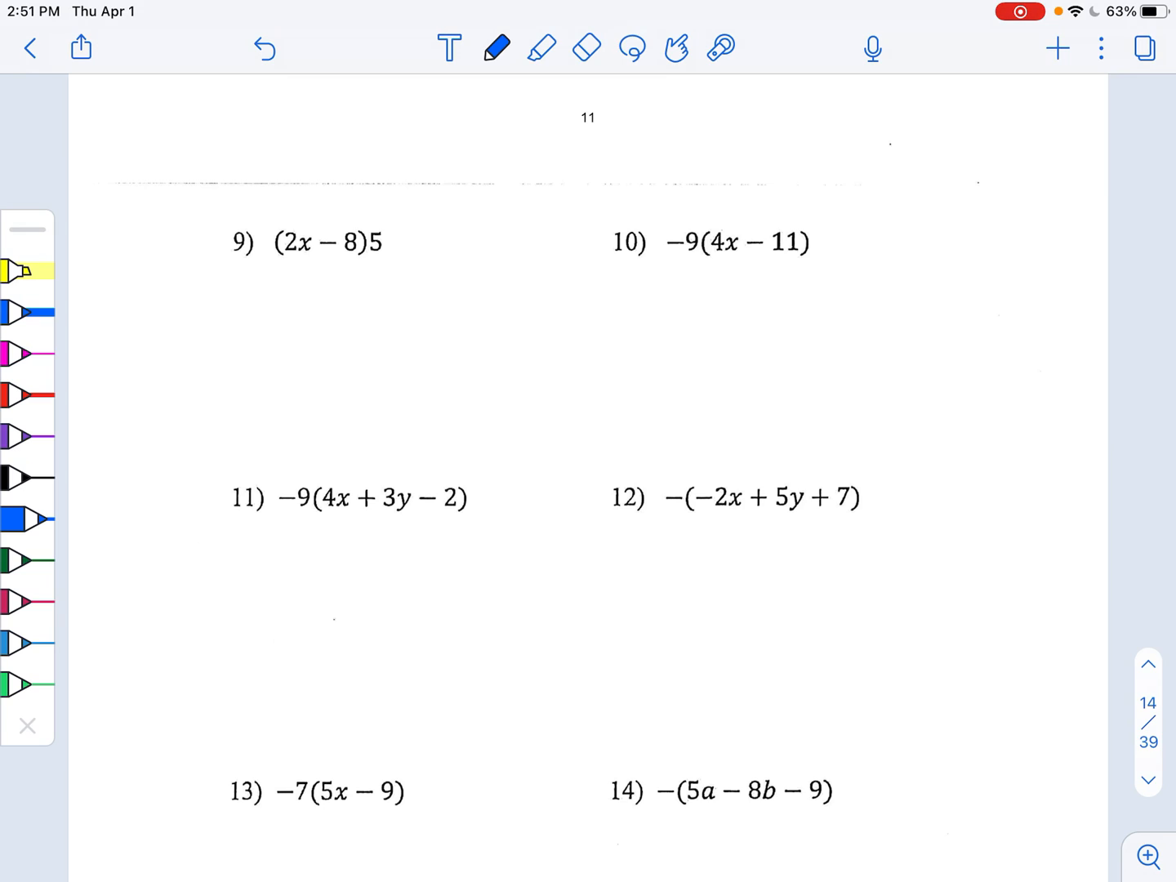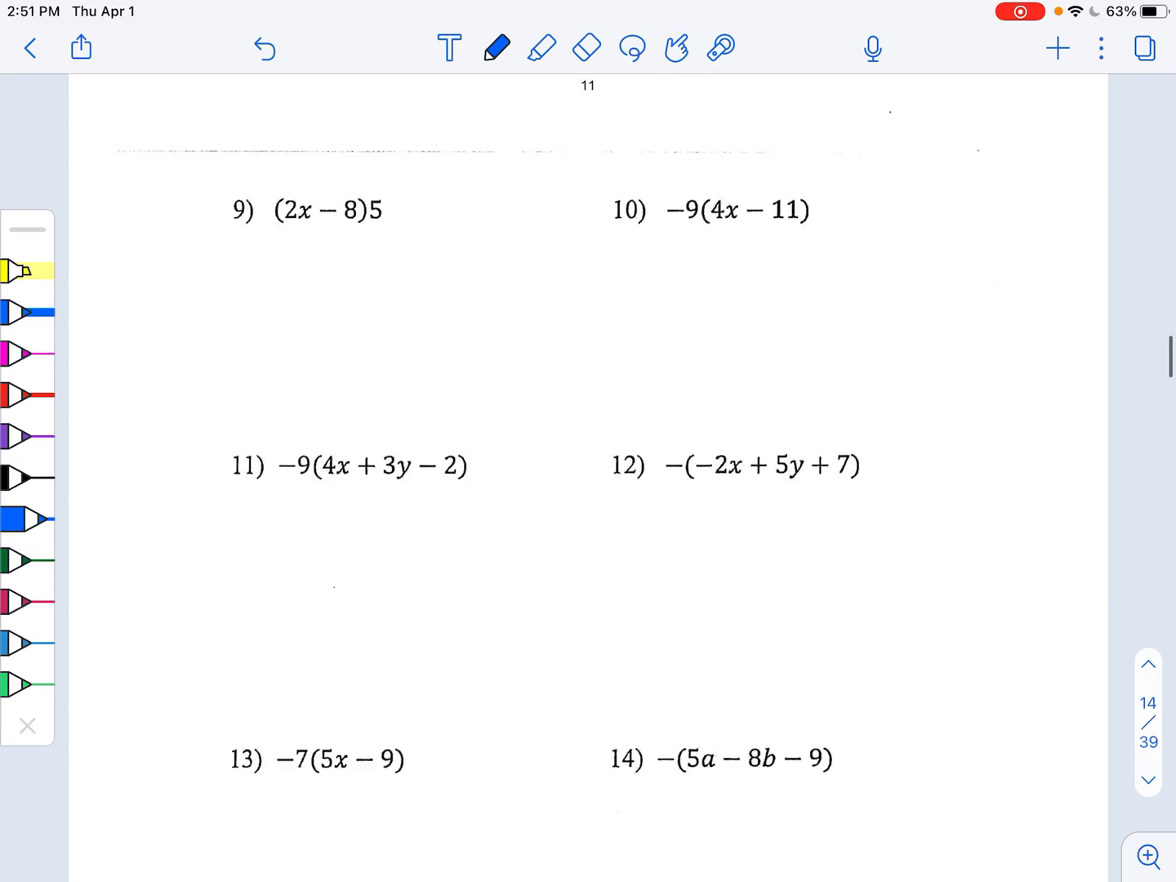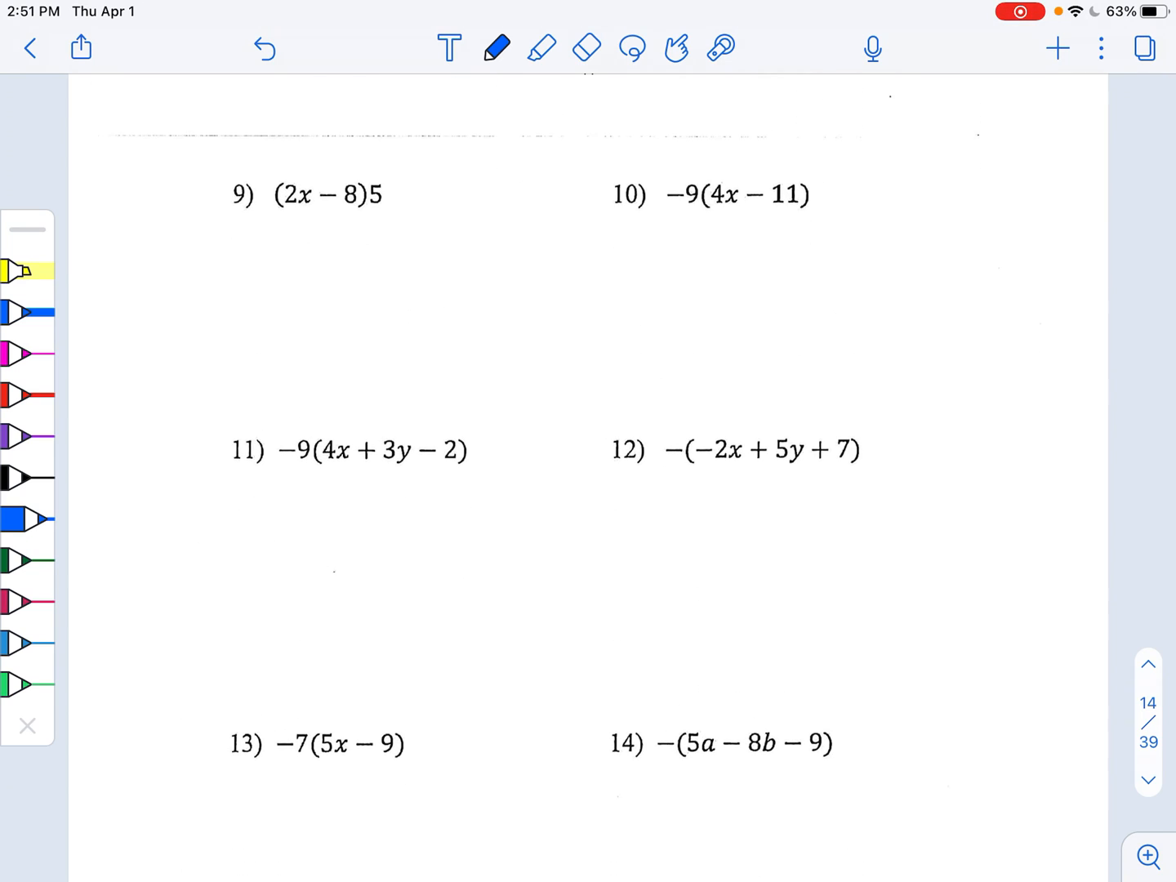All right, I'm on page 11. And now you might see it a little bit differently. You might see the number getting distributed on the back end of it. You know, it doesn't matter. It could be in the front, it could be in the back, but 5 is getting distributed. So even though it looks kind of a little wonky, if you wanted to rewrite it, you could. You don't have to, but this 5 is getting distributed. So 5 times 2x is a positive 10x, and 5 times a negative 8 is a negative 40.